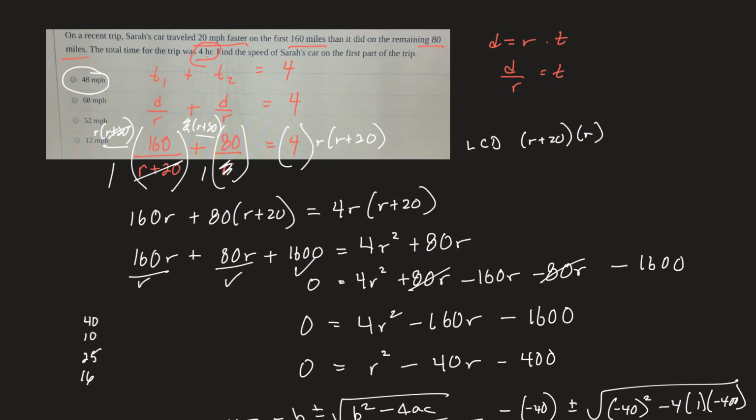Oh, now hold on. That would be the speed of her car on the second part of the trip, because that's what R is. If they want to know the speed of the car on the first part of the trip, that's R plus 20. So it wouldn't be 48, it'd be 68. All right, hopefully that helps you with that one.